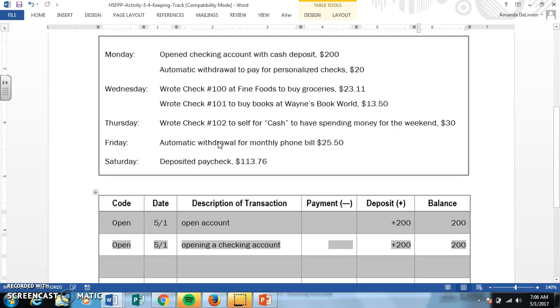He opened an account. And the very first thing that he did was he made an automatic withdrawal, probably using a debit card, to pay for personalized checks. So he opened this on Monday. He had to pay for personalized checks. And this was a payment. A withdrawal would be a payment that he is paying to somebody. So a payment would be subtract $20. So if we had $200 and we subtract $20, now we have $180 left.